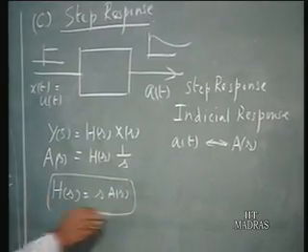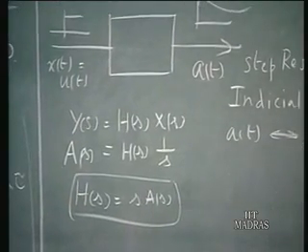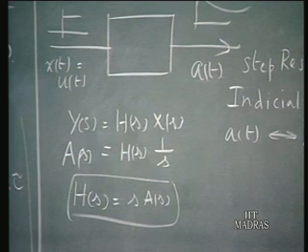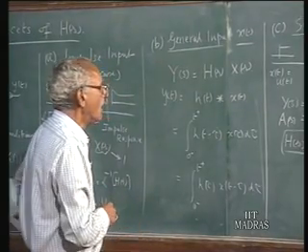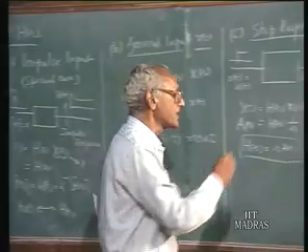So the relation between the Laplace transform of the step response and the Laplace transform of the impulse response is given like this: H(s) times 1 over s is A(s), or s times A(s) is equal to H(s). Now using this step response, let us see how we can find out the response to a general input.